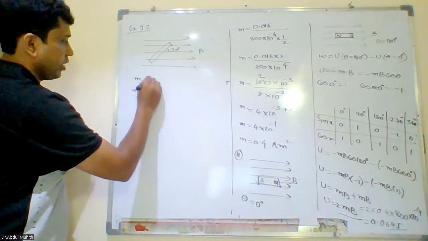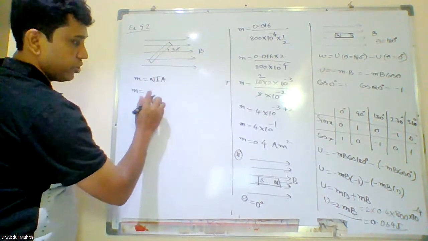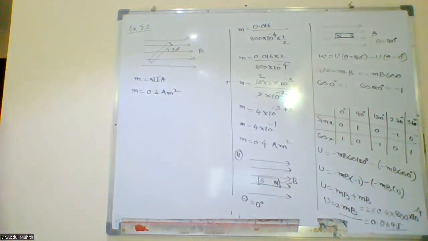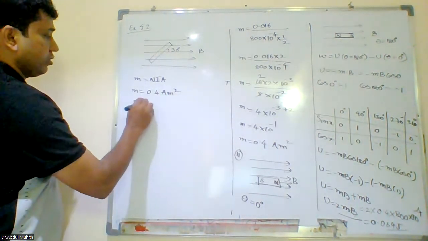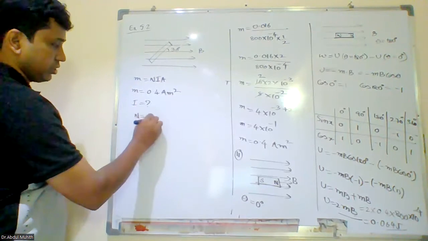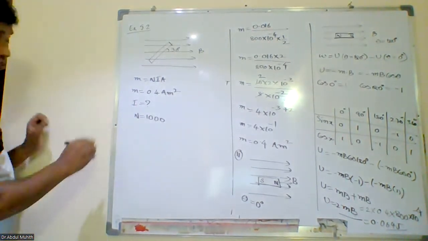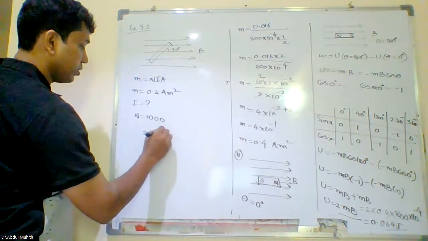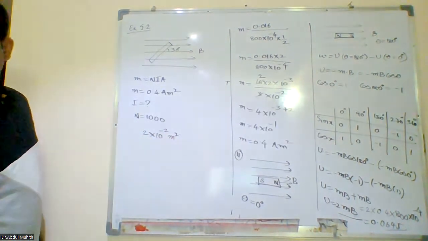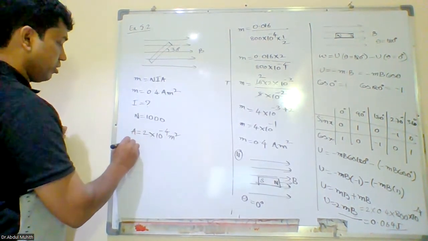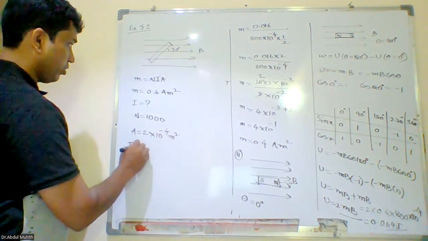M equal to NIA. So we have small m as 0.4 ampere meter square. He is asking, the bar magnet is replaced by a solenoid, determine the current flowing. I is equal to how much? N is the number of turns, which is 1,000 turns, and the cross section is 2 into 10 to the power of minus 4 meter square. This is the cross section area. So m is equal to NIA, I is equal to m by NA.